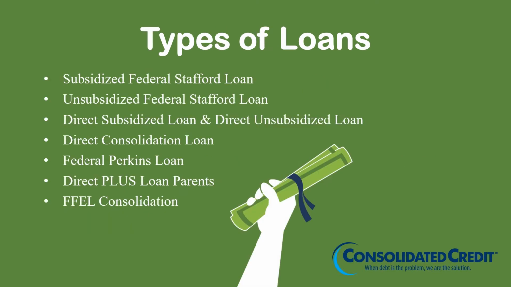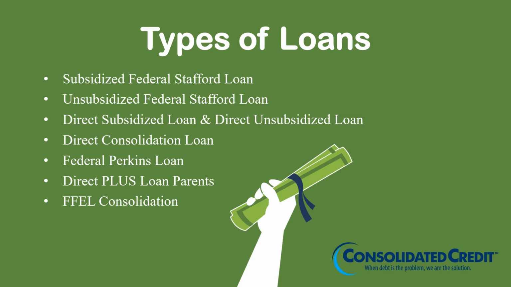There are different types of student loans, and I'm going to go over them now. The first one is a subsidized federal Stafford loan. Now, the subsidized federal Stafford loan is a federal student loan available to students with demonstrated financial need. Subsidized loans are among the least expensive loan options for students because the federal government pays the interest while the student is attending college on at least a half-time basis and during other periods of authorized deferment.